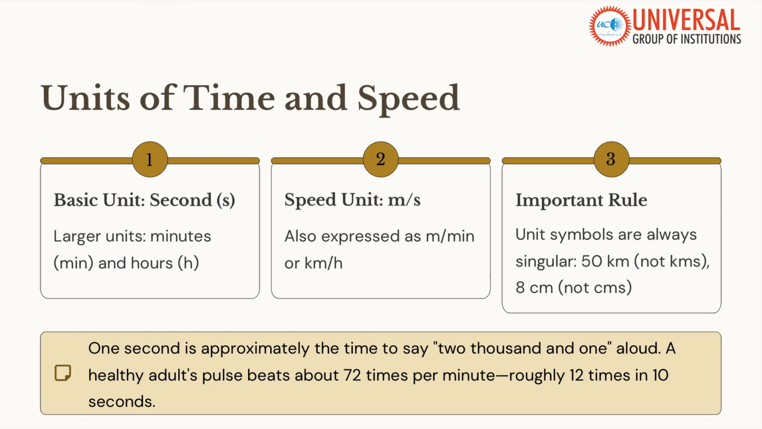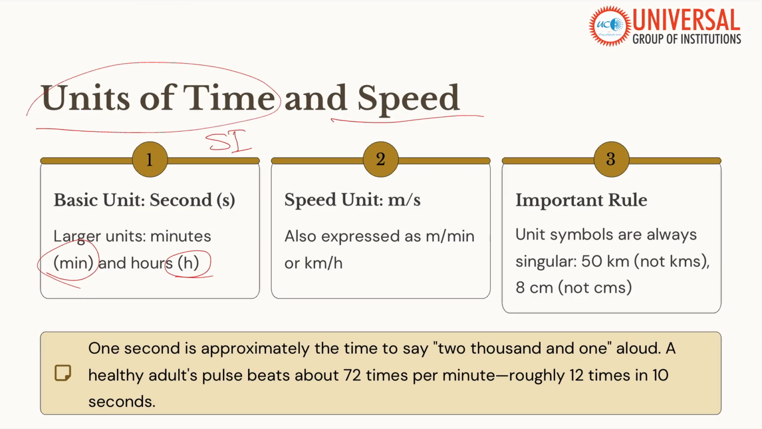So this is the measurement of time, and next we will talk about the units of time and speed. The basic unit of time in the International System of Units, which is SI, is the second, represented by the symbol small s. The larger units of time include the minute and the hour, where minute is represented by min and hour is represented by small h.